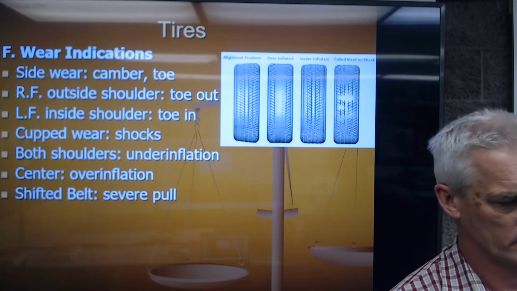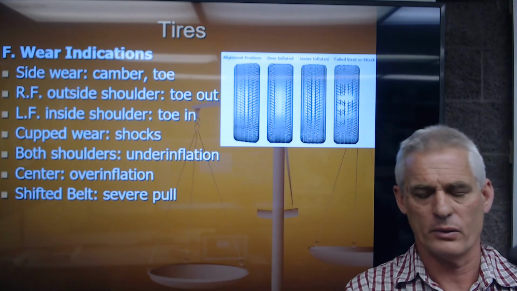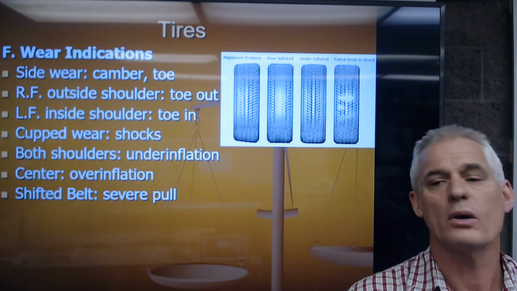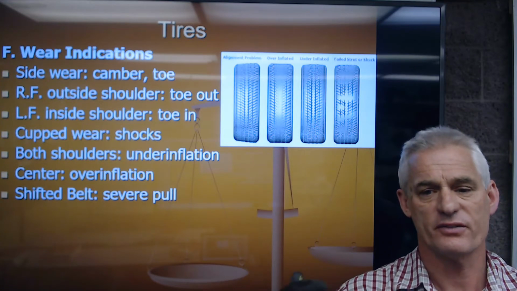A shifted belt can cause a severe pull. So sometimes when you get a car that's pulling really hard to one side and you're trying to diagnose it, then what we'll do is we'll go and rotate the tires and get those front tires on the back. Go test drive it. See if the pull's still there.